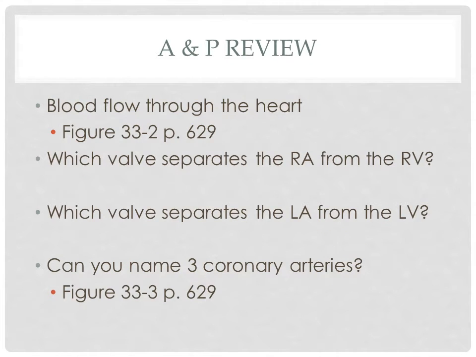So, some A&P review. Blood flow through the heart. If you look at figure 33-2 on page 629, you can see that. Which valve separates the right atrium from the right ventricle? It's going to be your tricuspid valve. Which valve separates the left atrium from the left ventricle? That is going to be your mitral or bicuspid valve.